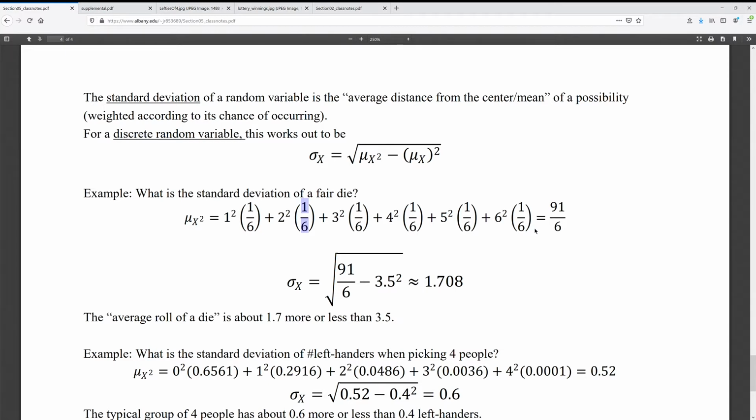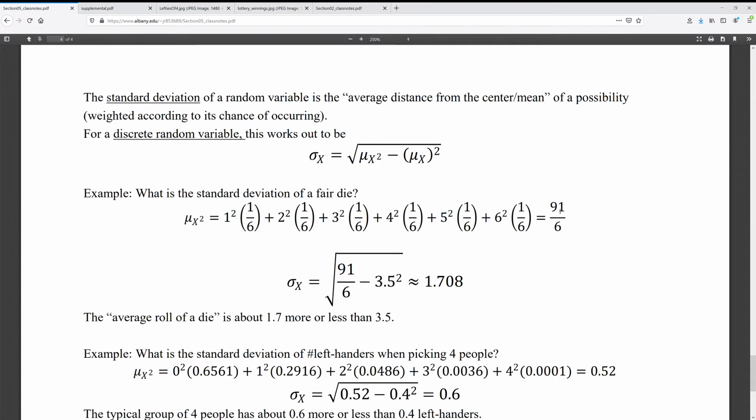Reality check: square the possibilities. Possibilities could be anything: 1, 2, 3, 4, 5, 6, 0 and 10, some negative degrees Fahrenheit, some other degrees Fahrenheit. The probabilities still have to add up to 1. Square the possibilities, not the probabilities. So for the die, it would be 1 squared times a sixth plus 2 squared times a sixth, and so on. Again, take advantage of the fact that they're all the same: 1 plus 4 plus 9 plus 16 plus 25 plus 36 divided by 6, 91 sixths.